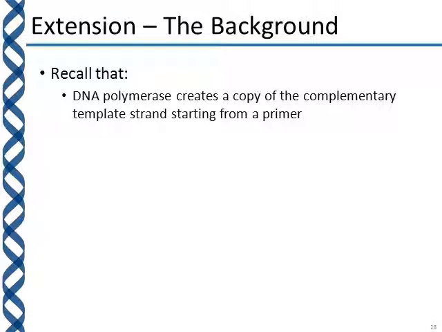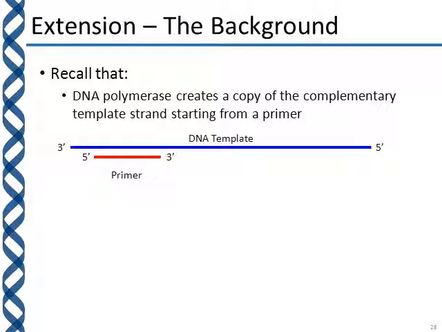Okay, so now let's take a look at extension. Recall that the DNA polymerase creates a copy of the complementary template strand starting from a primer. And so this is one of the things that was covered in lecture 0. So if this seems a little bit foreign, I would encourage you to look at that.